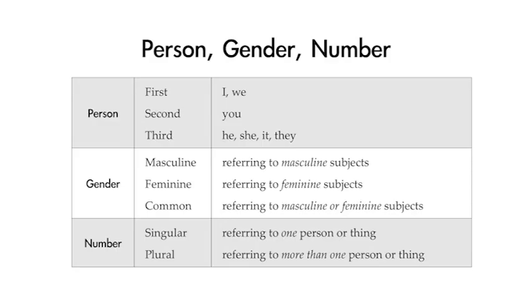Finally, Hebrew verbs have number. They will either be singular or plural. By singular, referring to one person or thing, and by plural, referring to more than one person or thing. You'll see how this works in the next chapter when we begin to study verbs, and you'll see how they have person, gender, and number, much like English verbs do with personal pronouns.